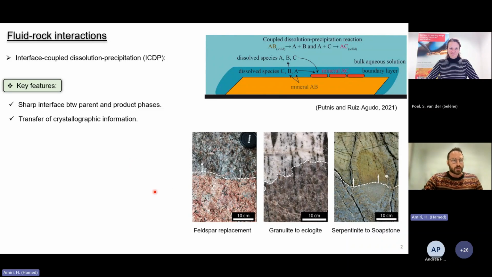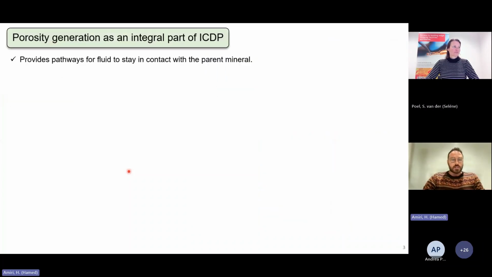It can also be that the crystallographic information transfers from the parent to the product phase, especially if there's an epitaxial relationship between them. And last but not least is the generation of connected porosity in the product, which is the focus of this presentation today. And this porosity generation is an essential part of ICDP because it provides the pathways for the fluid to stay in contact with the parent mineral and for the replacement to continue.